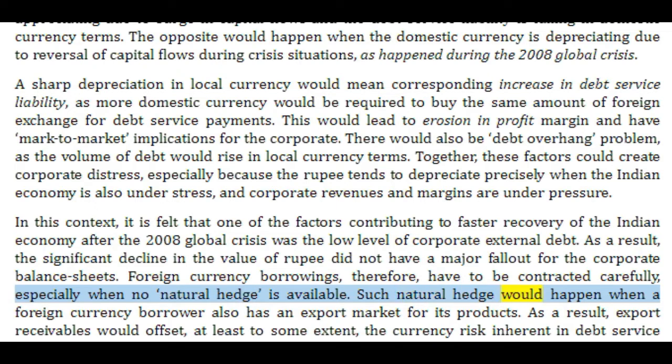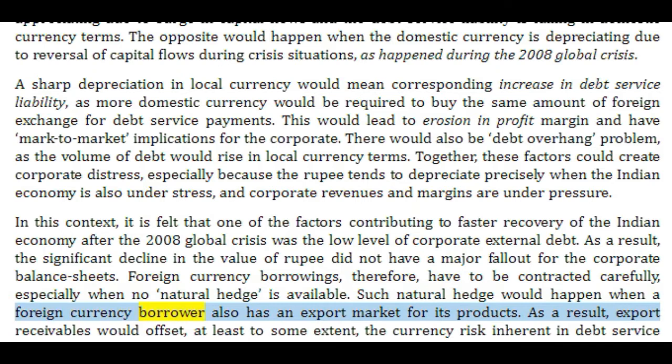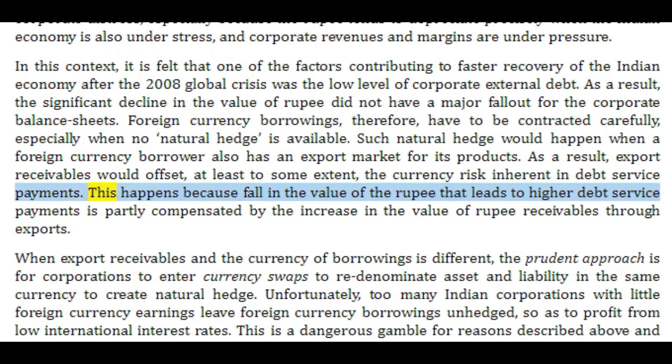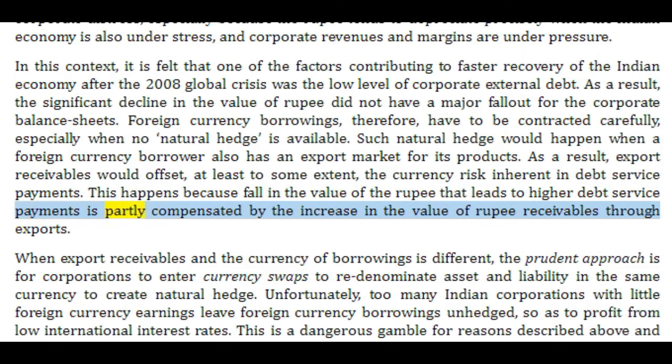Such a natural hedge would happen when a foreign currency borrower also has an export market for its products. As a result, export receivables would offset, at least to some extent, the currency risk inherent in debt service payments. This happens because the fall in the value of the rupee that leads to higher debt service payments is partly compensated by the increase in the value of rupee receivables through exports.